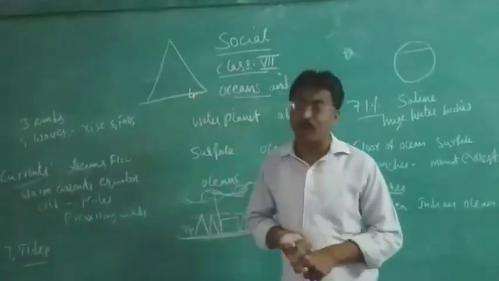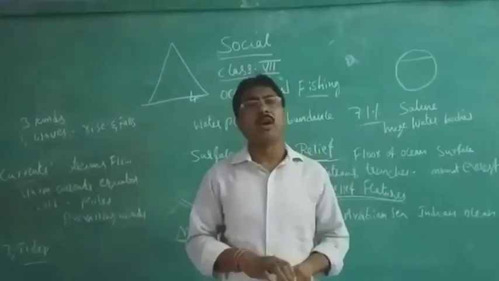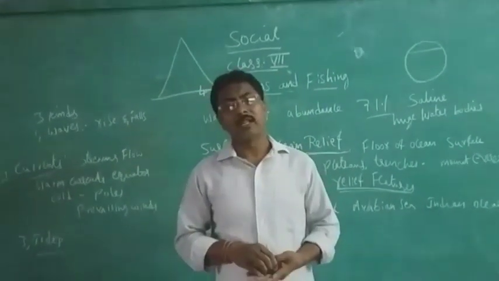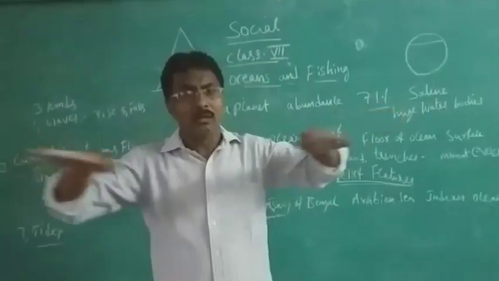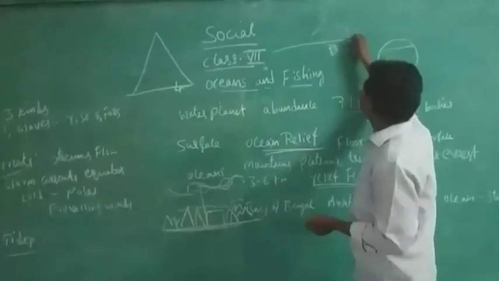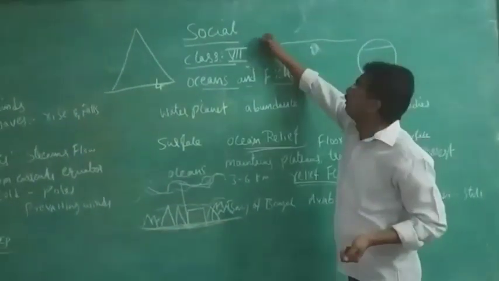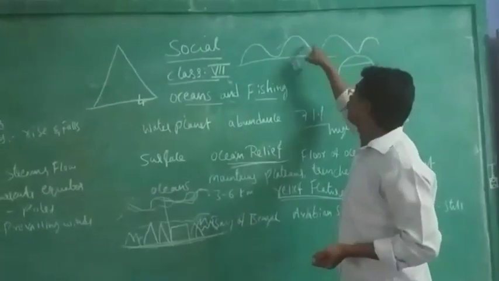And what are the waves? What are these waves you see? Waves means what? In Telugu we say alalu. Waves are nothing but on the ocean. The ocean water will be like this. But what happens? The water will jump like this. These are called waves. This water is called waves.